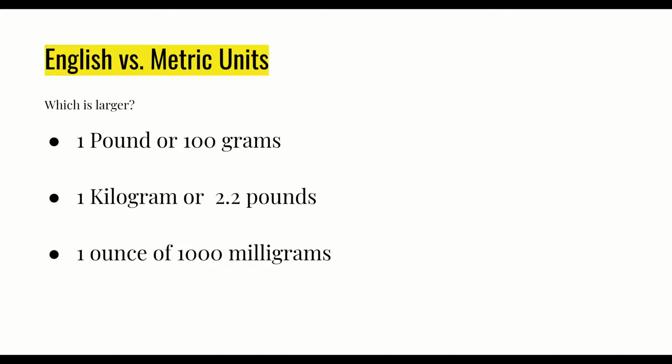As usual, we're going to also look at comparing our English versus our metric units to give us a comparison of size of our measurements, because of course we're far more familiar with that English system, as that's what we have grown up learning. However, we need to have an understanding of what the metric system is. So we want to identify, all right, so 1 pound versus 100 grams, which one is going to be bigger? We want to know 1 kilogram or 2.2 pounds, and we want to know 1 ounce or 1,000 milligrams.